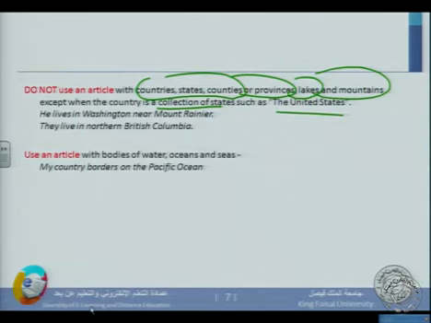Use an article with bodies of water, oceans and seas. نستخدمها مع المياه والمحيطات والبحار مثل my country borders on the Pacific Ocean في المحيط الهادئ. On the Pacific Ocean. لاحظوا شو استخدمنا the مع ايش مع هذه الباسيفيك اوشن لانه اوشن تاخذ the.